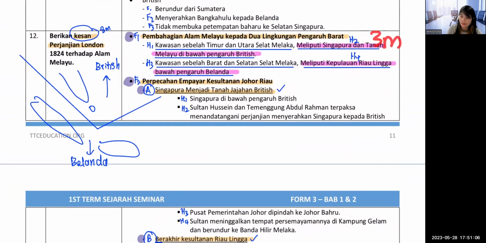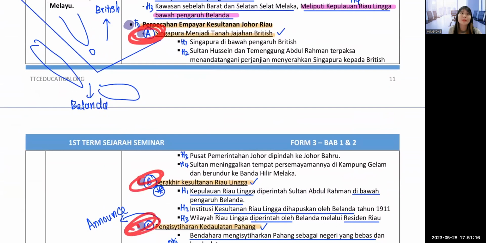This one already 3 marks. Then how about this one? The moment when our Kesultanan Johor Riau were divided, guys, first, second, and third. What happened? Our Johor Riau last time is so big, you know. Now Singapore is under British. Singapore menjadi tanah jajahan British. And therefore, this is 1 fakta, 1 huraian, 2 huraian, 3 huraian. And the end of Kesultanan Riau Lingga and Pahang announced independent themselves.